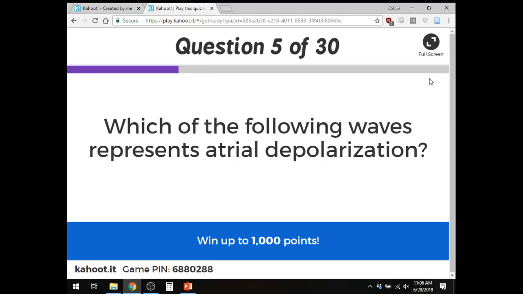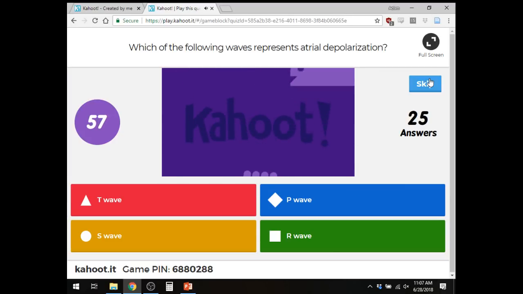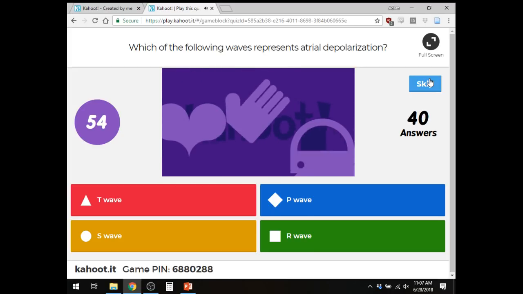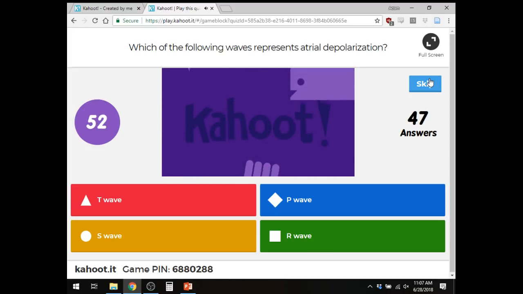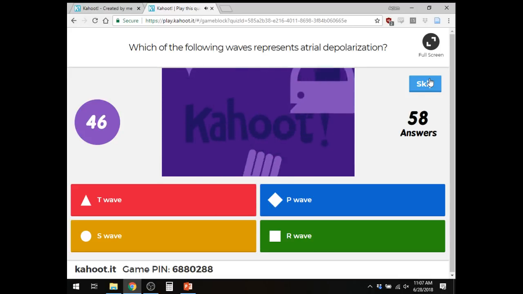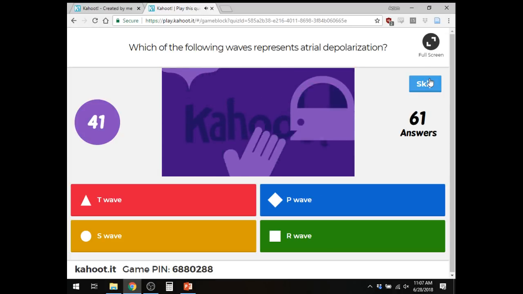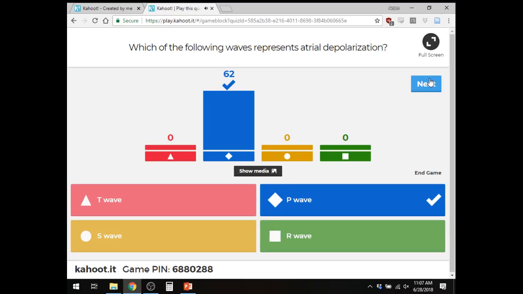Which of the following waves represents atrial depolarization? Everyone should get this one because we already talked about it. Perfect. Yes, the P wave is the atrial depolarization. Where's the atrial repolarization? Can't be seen. The QRS, because again, think about like the muscles there are so much bigger in the ventricles, it covers that up. Just that wave of depolarization is so much stronger than the atrial repolarization there. Perfect.